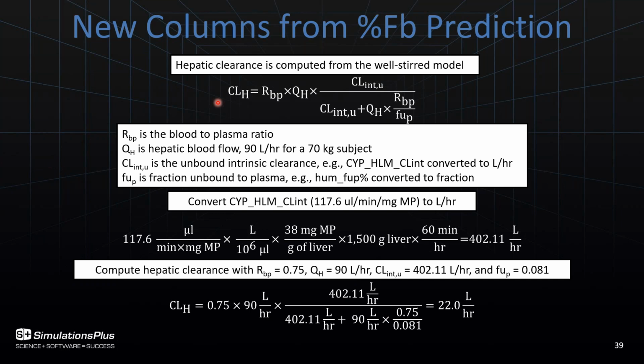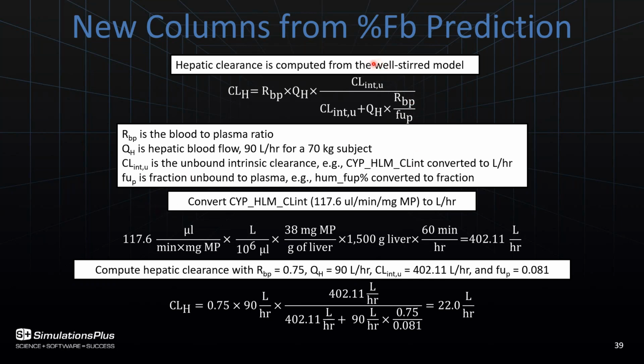The hepatic clearance is approximated by the well-stirred model. So the unbound clearance divided by this denominator, we have the ratio of blood to plasma and the liver blood flow, and then also the fraction unbound to plasma.